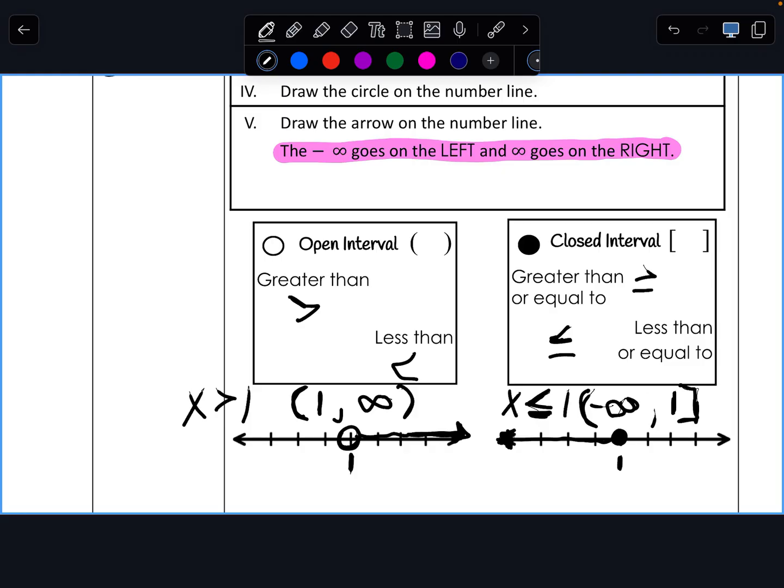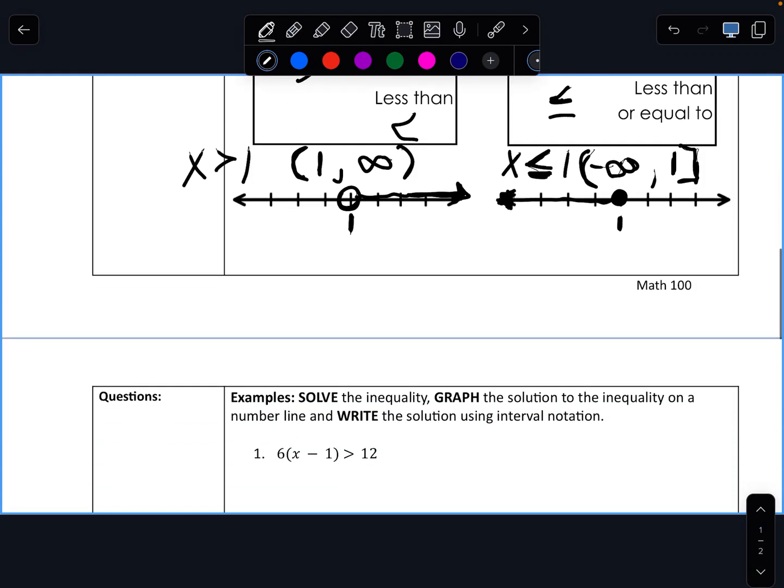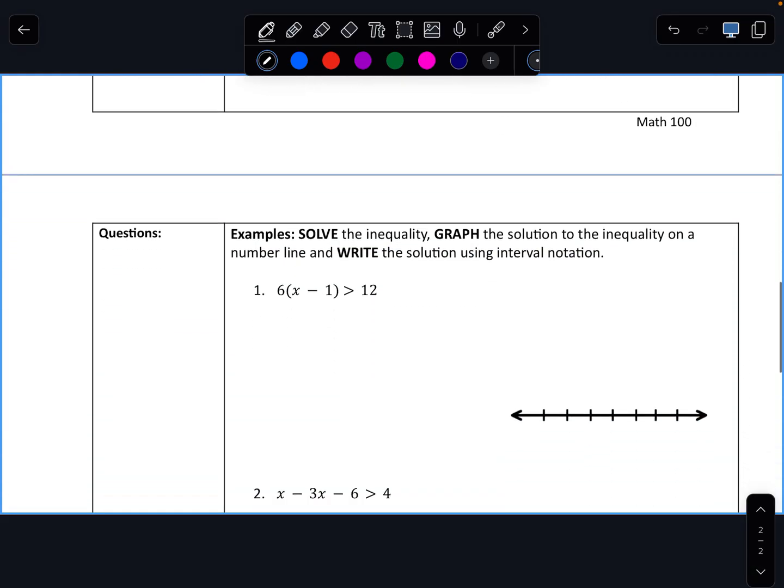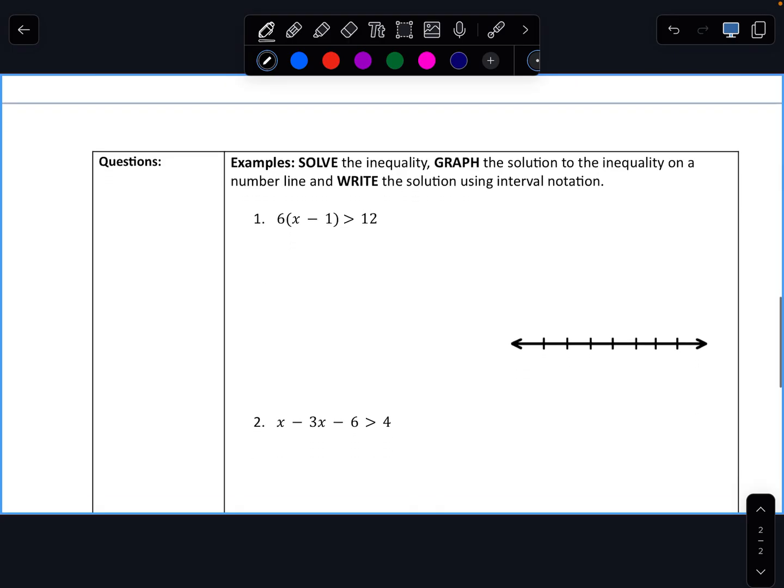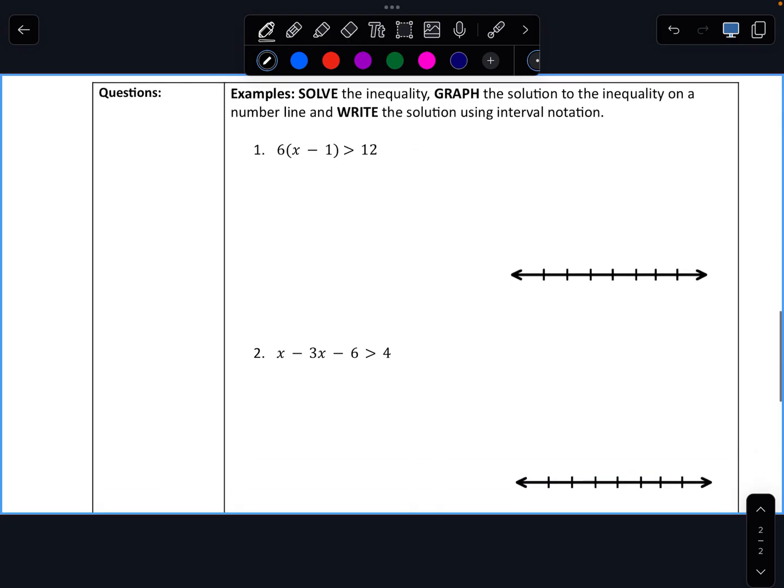All right, so let's do some examples. We're going to solve the inequality, and then we're going to graph the solution to the inequality and write it on the number line.